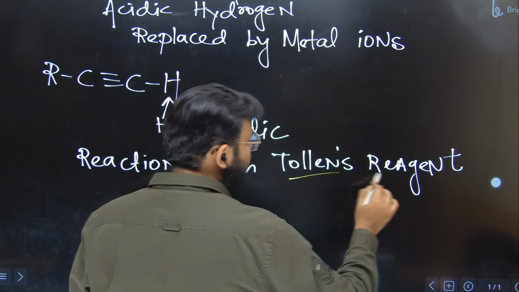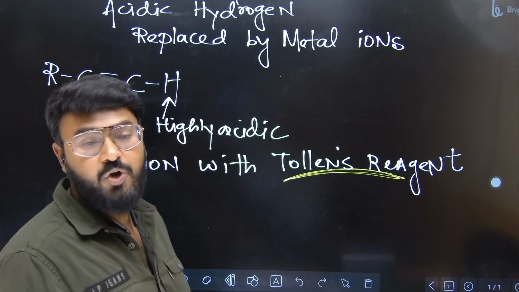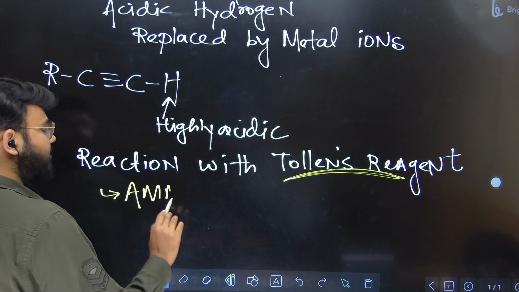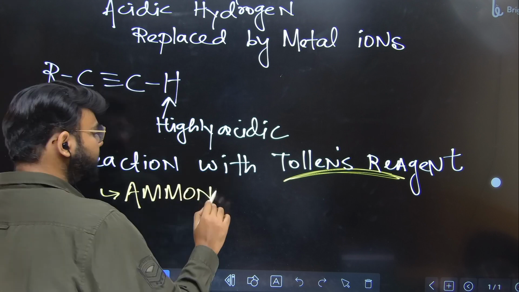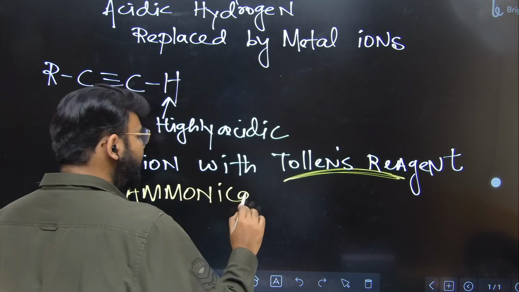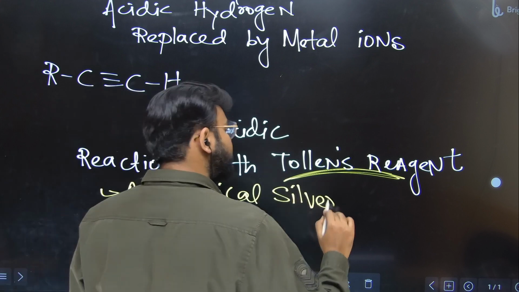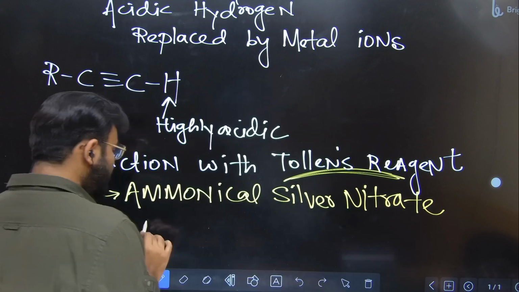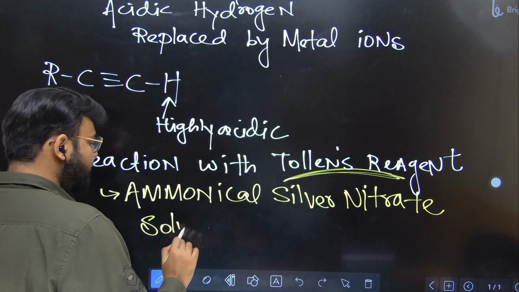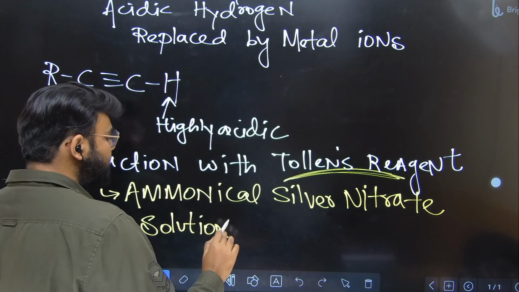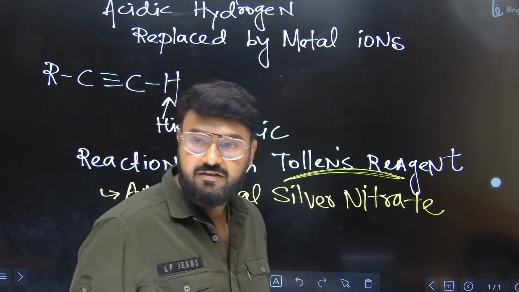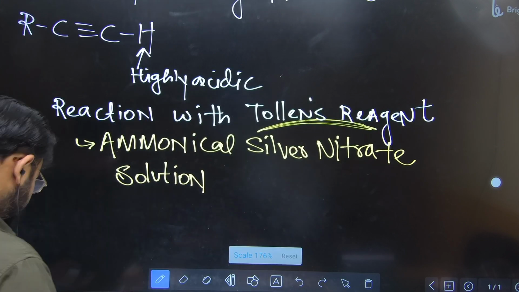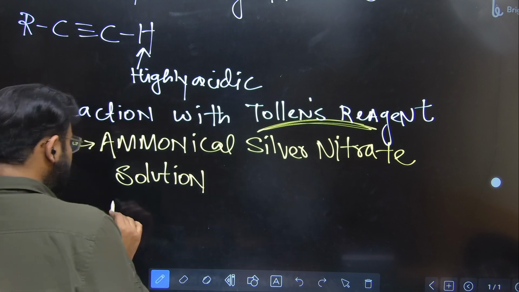You need to remember what is Tollens reagent. So Tollens reagent is ammoniacal silver nitrate solution. Write it down. Ammoniacal silver nitrate solution. Okay, is it clear, guys? Ammoniacal silver nitrate solution. So how will you write the formula?